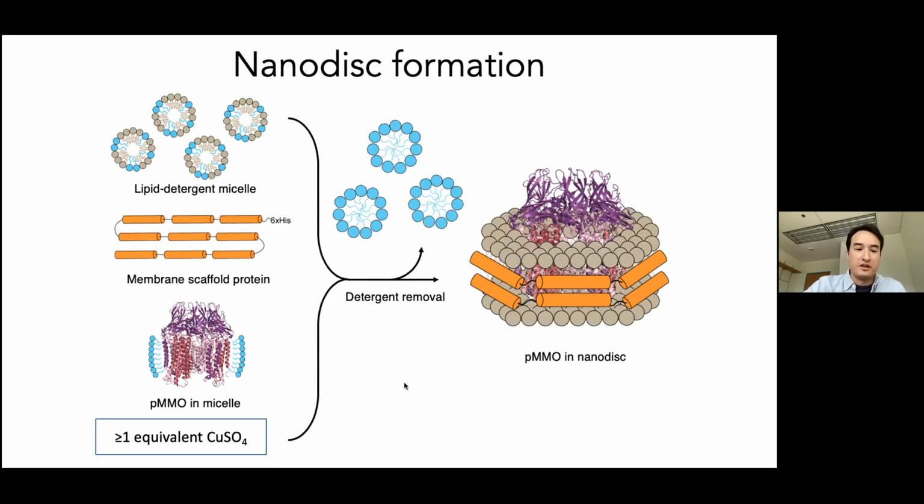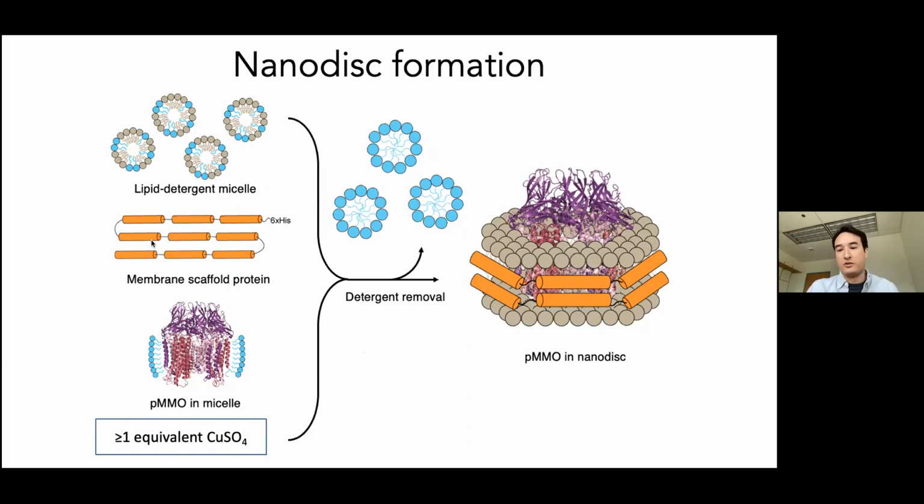Now, a few things to note here. We found that it was essential to add copper during reconstitution to recover activity. That's interesting, because some copper is lost through handling of pMMO, and adding it back during reconstitution but not after was important for getting activity back. Furthermore, we also altered the lipid identity as well as the identity of the membrane scaffold protein. I'll get to that in the next few slides.